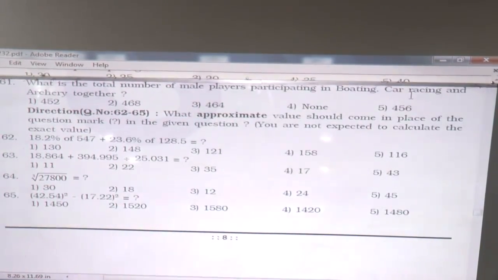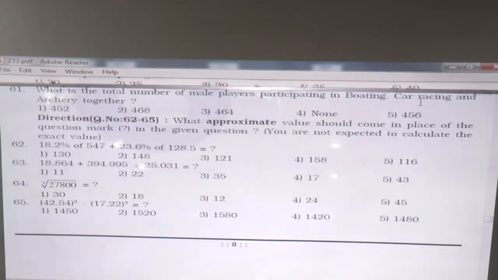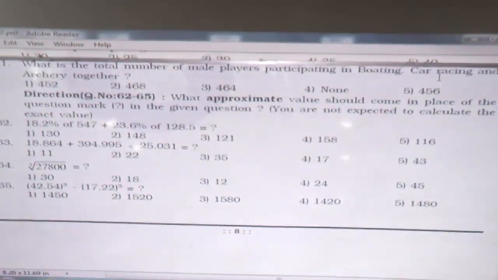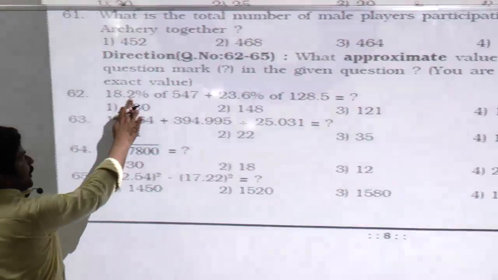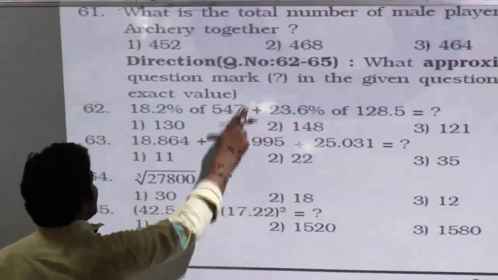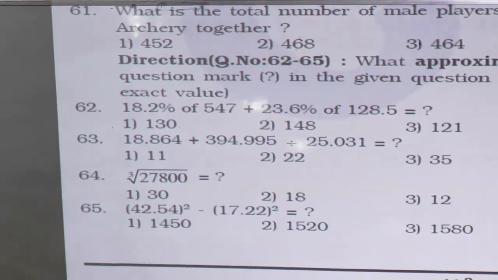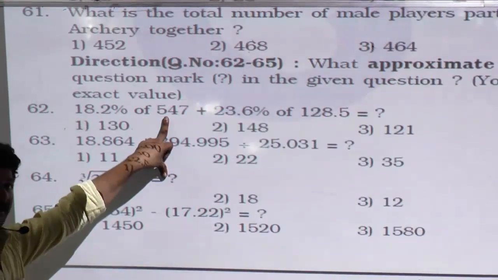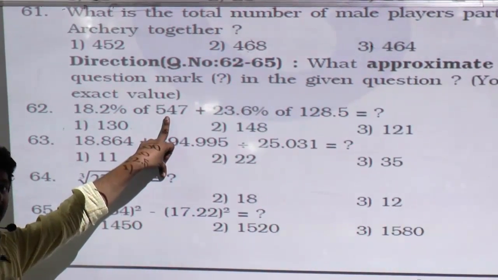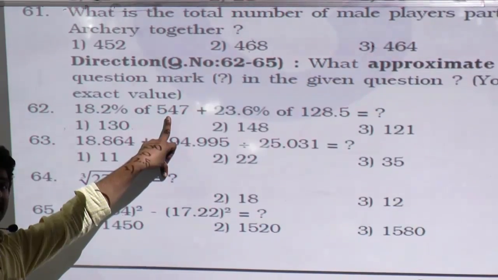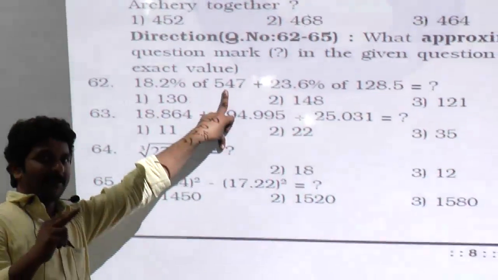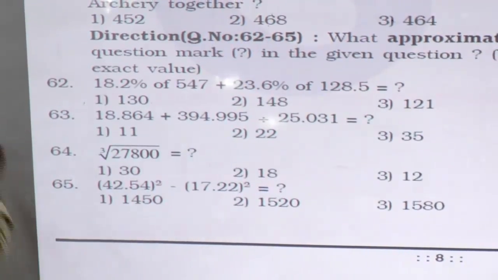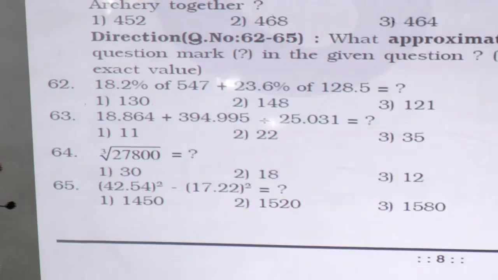62. 18%. Instead of 18.2, as we have 18 here, let's make it a round figure. How much is this? 550. 18% of 550: 10% of 550 is 55, 20% is 110, 2% is 11. 18% is 20% minus 2%, right? 110 minus 11, 99.